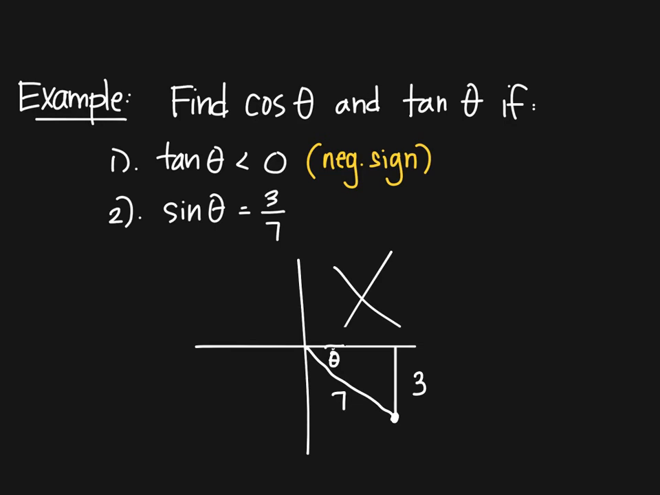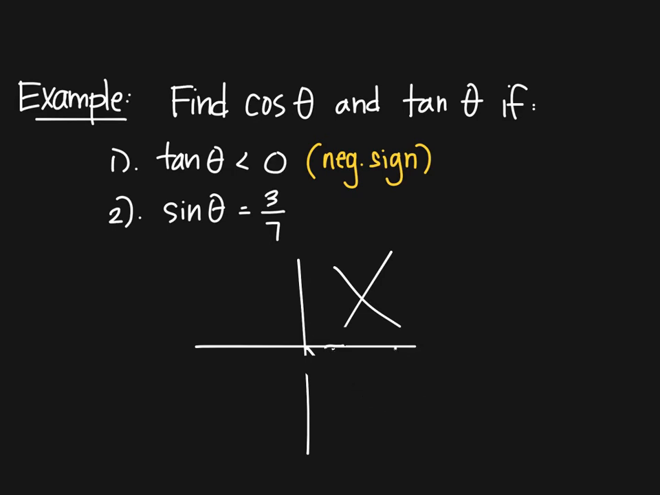And the answer is no, but I want to know why. What's the problem? The 3 should be negative. So that means that this triangle is not the right reference triangle. So I'm just going to ditch it, get rid of it. It's not the right one.